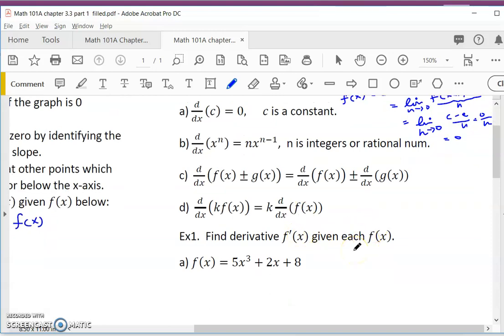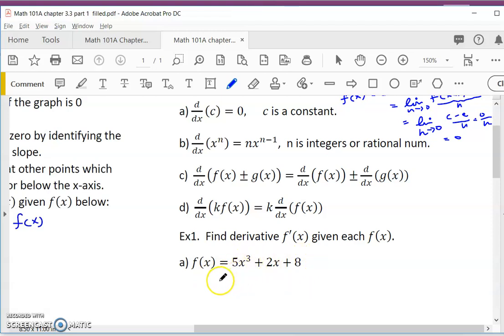We use d dx as a notation that says we are taking the derivative by some rule. It just means that whatever has been calculated for the limit of this function, we'll use it. For example, the first example is f of x equals 5x cubed plus 2x plus x, and we want to find f prime of x. Notice that these are all x to some power, and a constant.